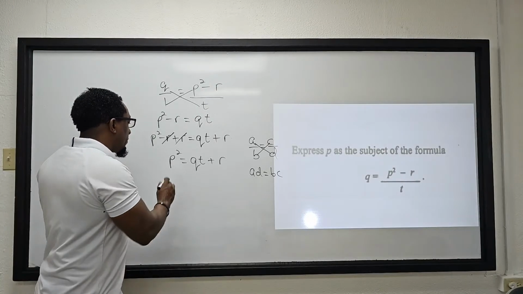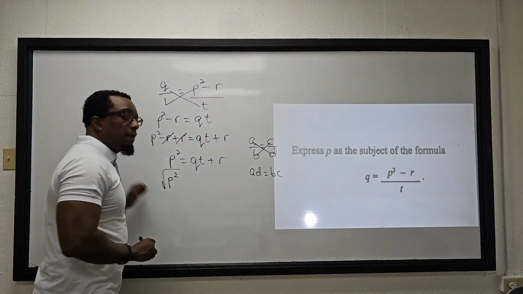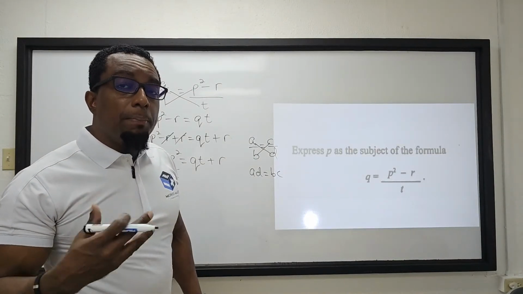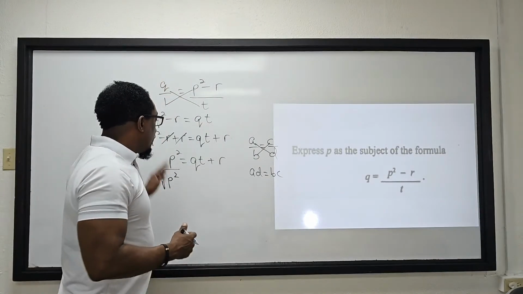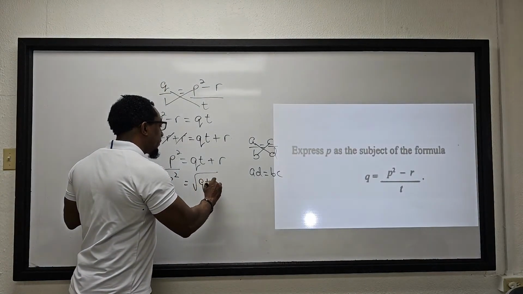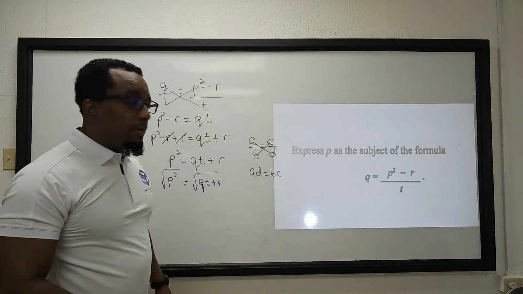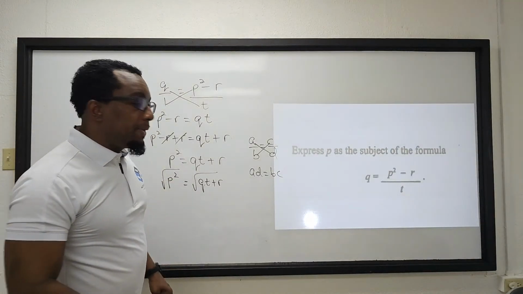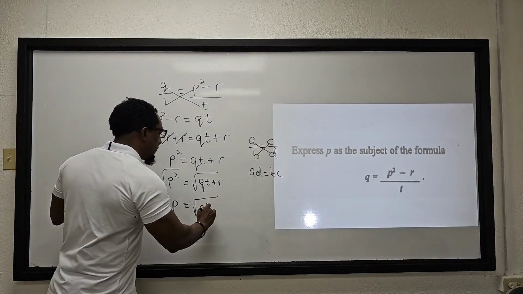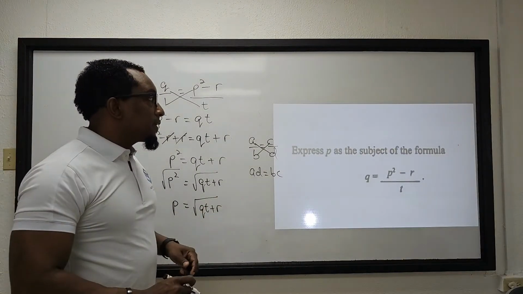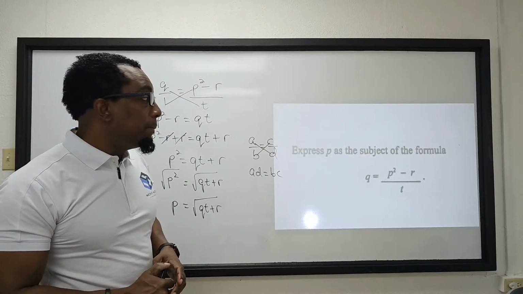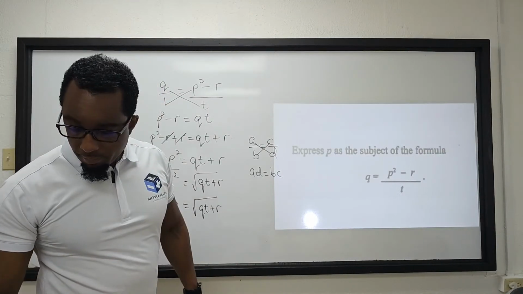So I'm going to put the square root symbol above P squared. That will automatically allow the power of 2 to be removed. And when I do it to one side, I must do it to the other: the square root of QT plus R. So the square root of P squared becomes P, and this is equal to the square root of QT plus R. And this is us expressing P as the subject of the formula, making P stand alone.